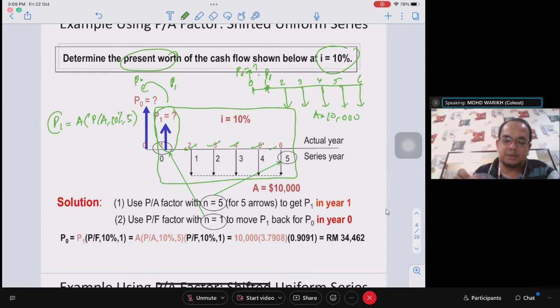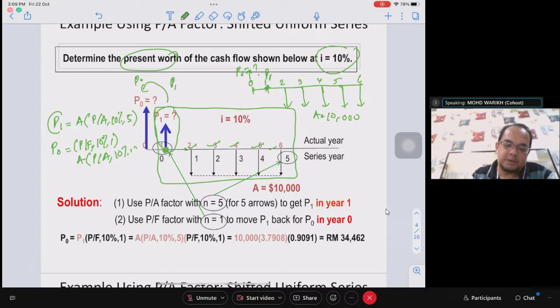So for the P0, it is P1. For that, we know that the point here is a P/F at year 1, correct? Because we already have the P1, you have to calculate by multiplying by A, P/A, 10%, 5, and then P/F, 10%, 1. A is 10,000. So you get these numbers.